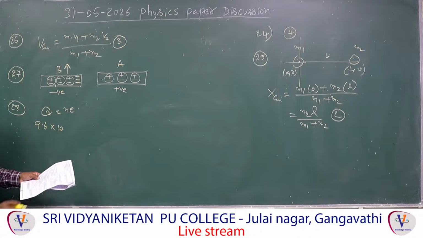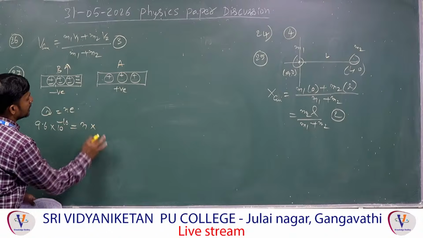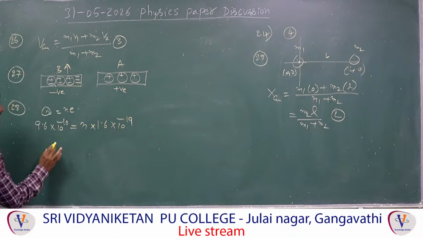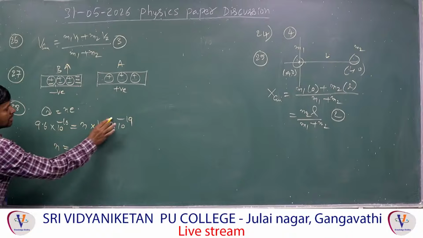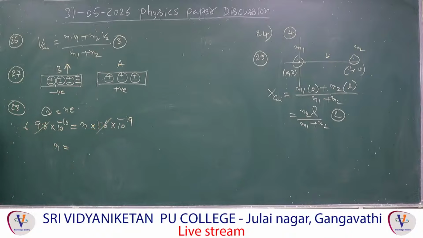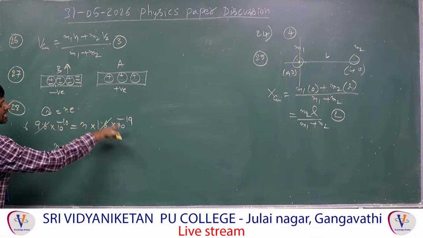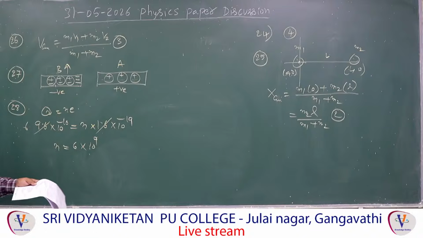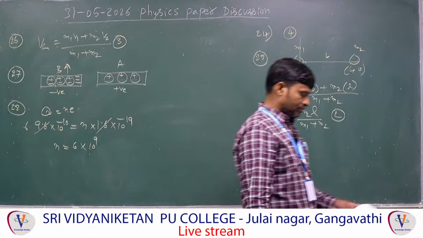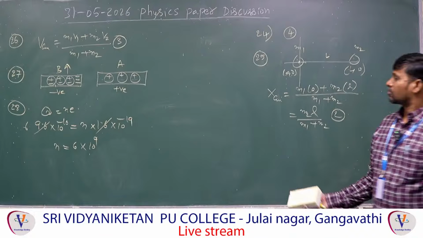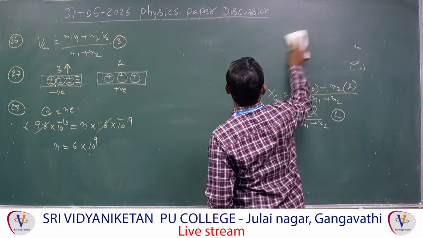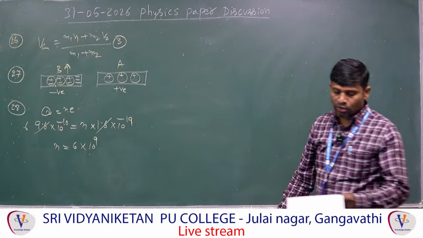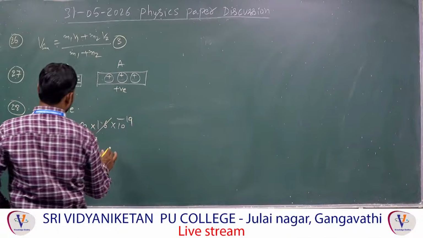9.6 into 10 power minus 10 equals N into the charge of the electron, 1.6 into 10 power minus 19. What is the value of N? This value is 6 into 10 power 9. So 6 into 10 power 9, we get the first option.